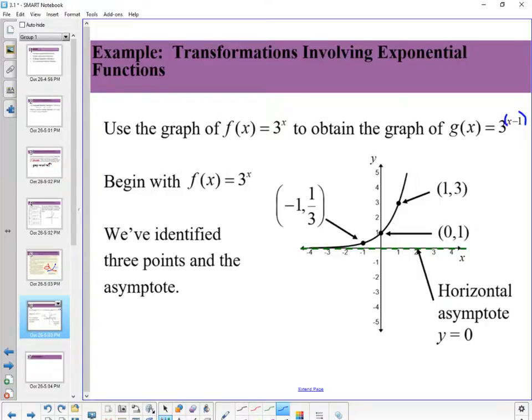So is this a vertical shift or a horizontal shift? It's a horizontal shift. It's x minus h. It says minus 1. So I go to the left one, right? No. You go to the right.